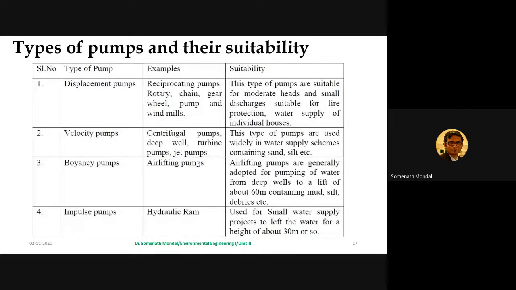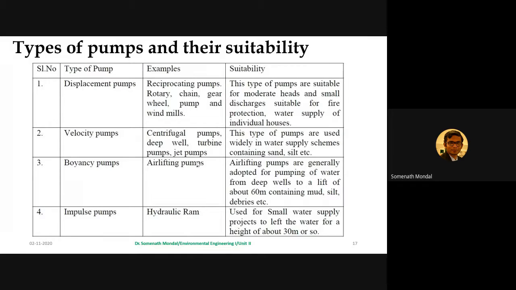Now, next one is velocity pumps. So in this case, we have centrifugal pumps, deep well turbine pumps, jet pumps. So these types of pumps are used widely in water supply schemes containing sand, silt, etc. So, if you see, these kinds of pumps are much more robust and can handle more amount of discharge. So that is the reason, for the overall water supply scheme, velocity pumps are widely used.